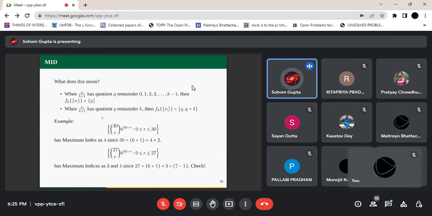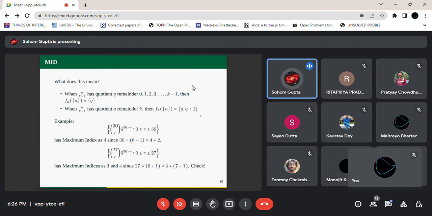And we see that when n over (k plus 1) has a quotient q, but the remainder is k, not 0 to k minus 1 but k, which is ironically k plus 1 minus 1. So it's just before k plus 1, and is also the maximum possible remainder. So when it has the maximum possible remainder k, then f_k of n would be q and q plus 1. So in that case, you can see that (n plus 1) over (k plus 1) has to be an integer, and so both q and q plus 1 are your values.